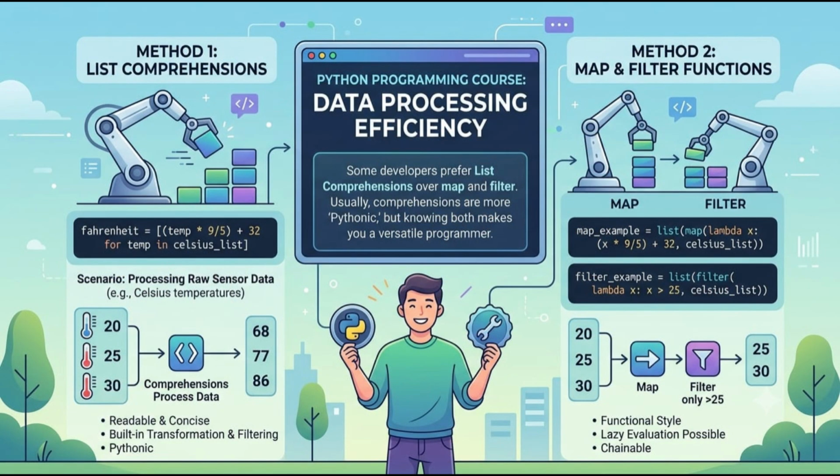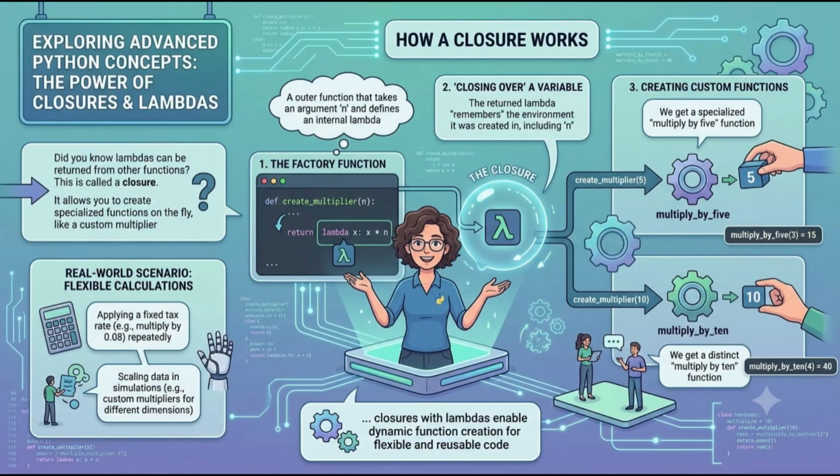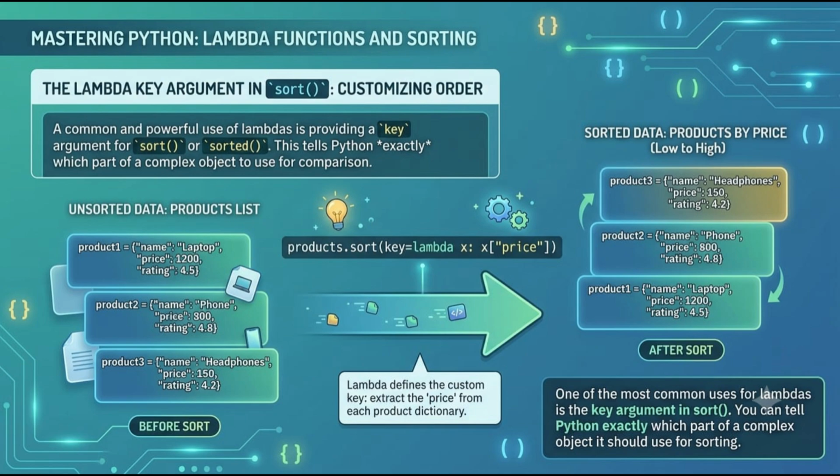Some developers prefer list comprehensions over map and filter. Usually, comprehensions are more Pythonic, but knowing both makes you a versatile programmer. Did you know lambdas can be returned from other functions? This is called a closure. It allows you to create specialized functions on the fly, like a custom multiplier. One of the most common uses for lambdas is the key argument in sort. You can tell Python exactly which part of a complex object it should use for sorting.